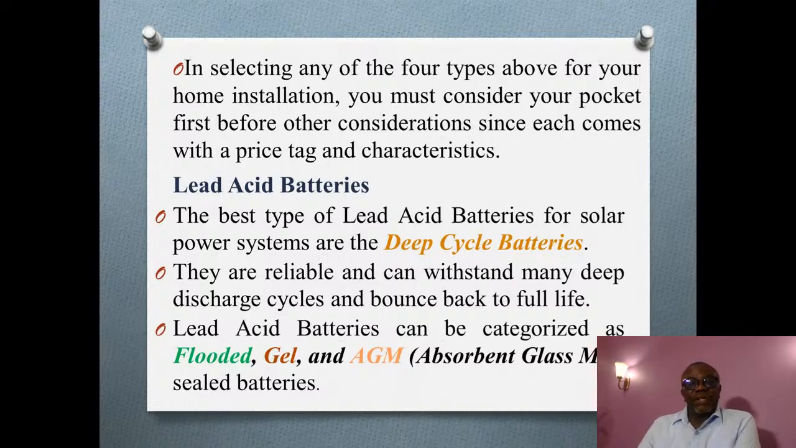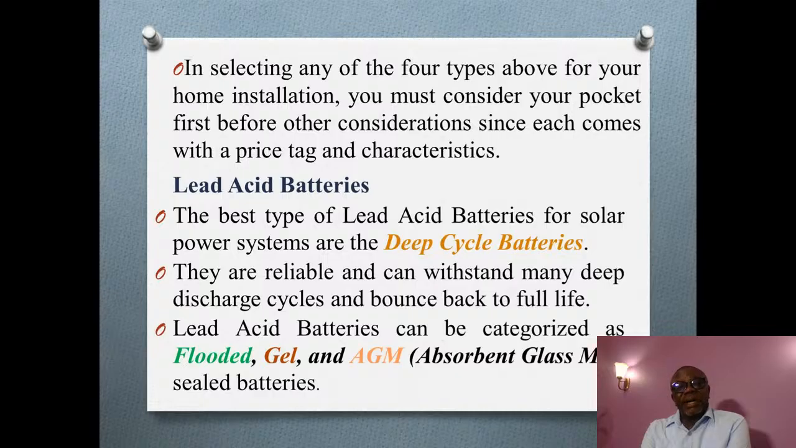So let's look at the first one, which is the lead acid batteries. So the best type of lead acid batteries for solar power systems are the deep cycle batteries. They are reliable and can withstand many deep discharge cycles and still bounce back to full life. Lead acid batteries can be categorized as flooded, gel, and AGM. And AGM stands for absorbent glass mat sealed batteries.